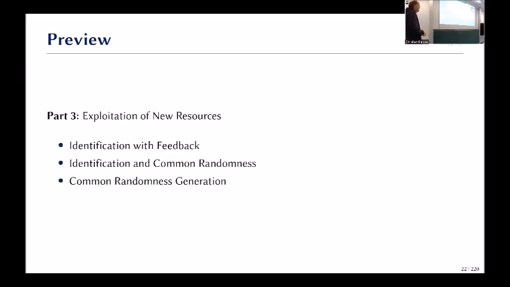Then in part 3, we come to new resources. We will speak about identification with feedback. How does feedback help or improve the rate of identification? You will see that common randomness plays a very important role for identification. And therefore, I will explain how one can generate common randomness.